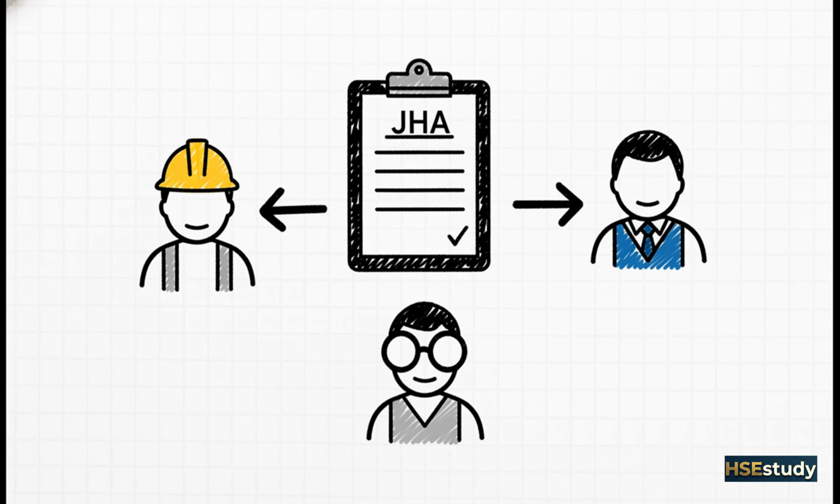So who actually writes this thing? Well, the biggest mistake you can make is to have a safety officer write it all by themselves in an office somewhere. The best, most effective JHAs are always a team effort. The worker who does the job every day, they know the real steps and the real challenges. The supervisor, they know the safety requirements and company standards. And you know what? It's a great idea to bring in new workers. They have fresh eyes, and they can spot hazards that a seasoned employee might have gotten so used to they don't even see them anymore.